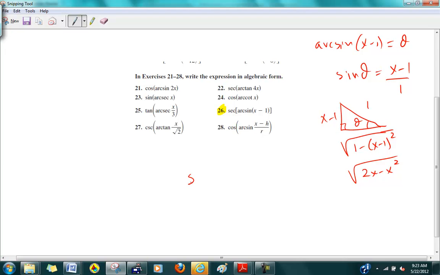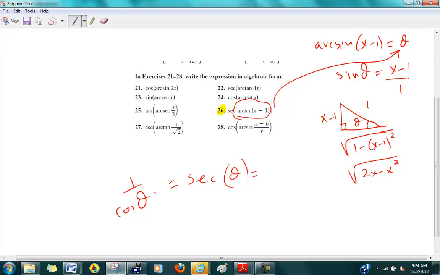So the question is asking, I want secant. I've replaced this guy by theta, as you can see. So secant theta is 1 over cosine, which means that it's going to be hypotenuse over adjacent. You guys with me on that? Okay, secant is 1 over cosine. And since cosine is adjacent over hypotenuse, secant is going to be flipped over. So it's going to be hypotenuse over adjacent.